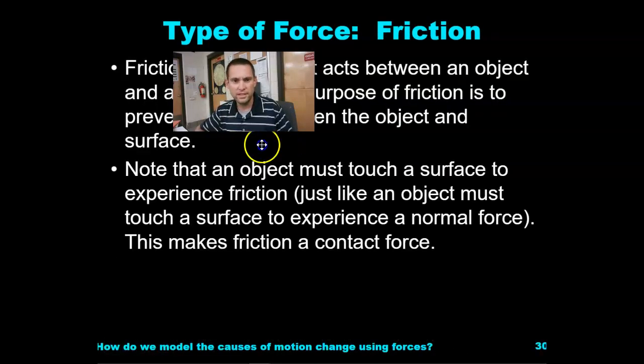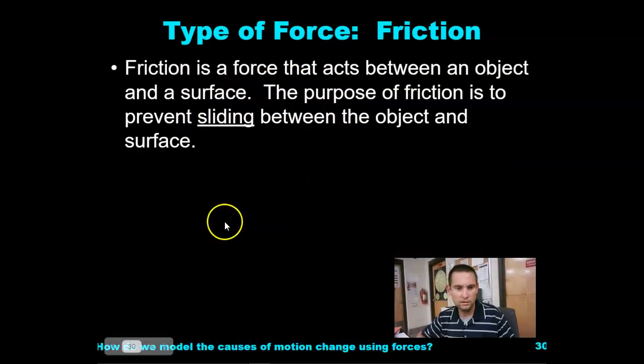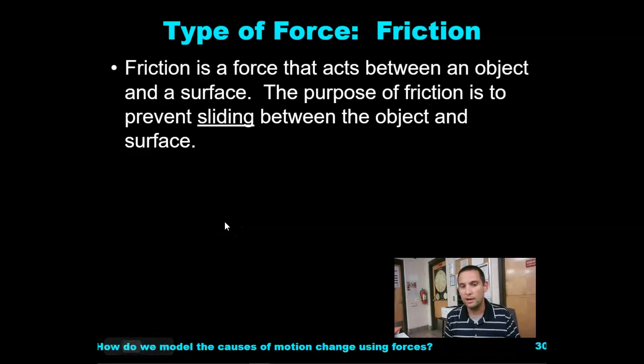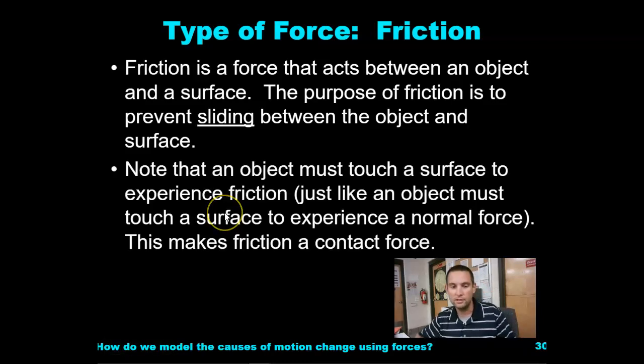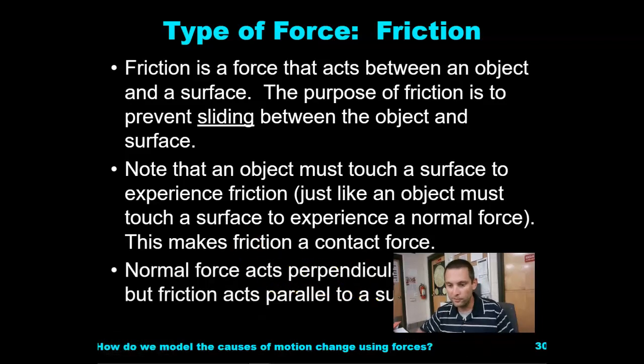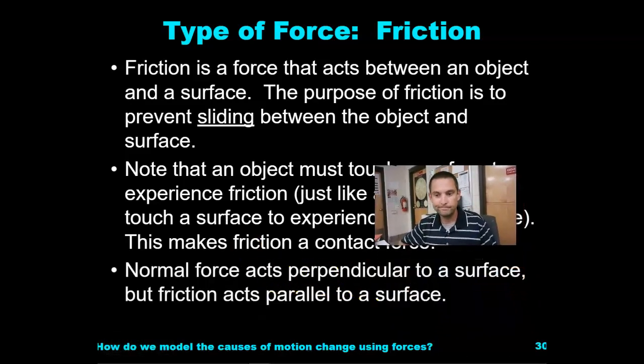Friction, the big one, the scary one. So many students, no need to, it's just another force. Friction is a force that acts between an object and a surface. The purpose of friction is to prevent sliding between the object and the surface. Note that an object must touch a surface to experience friction. This makes friction a contact force. Normal force always acts perpendicular to a surface, but friction will always act parallel to the surface.